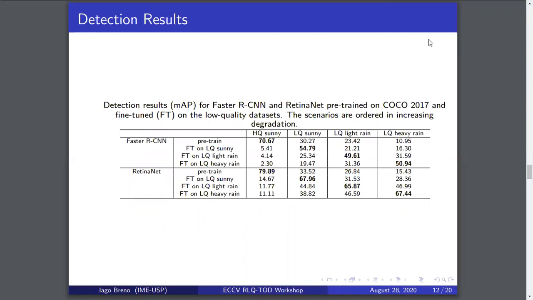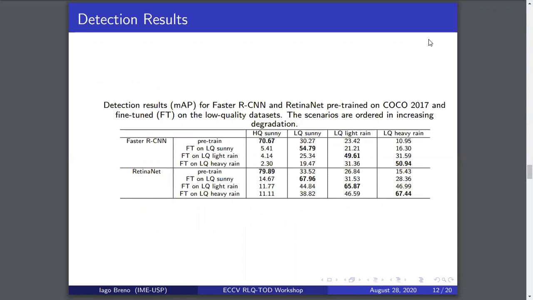So, these are the results. The table shows results for the two detectors in pre-trained and fine-tuned scenarios. The best results for the detectors in each scenario are highlighted. First, for the pre-training perspective, we can see in the first line for each detector that the performance decreases as the scenarios increase in terms of degradation level. This indicates that the image quality in the rain contributed to the impairment of the results as expected.